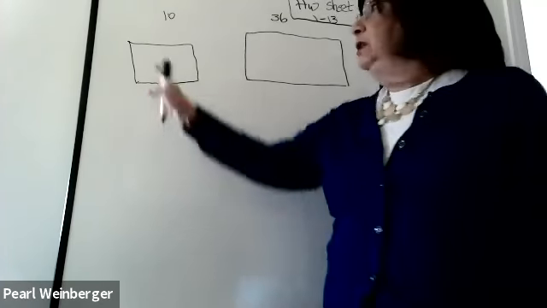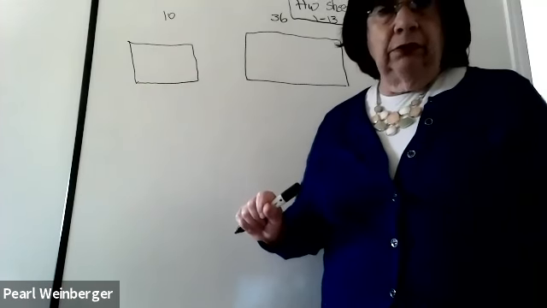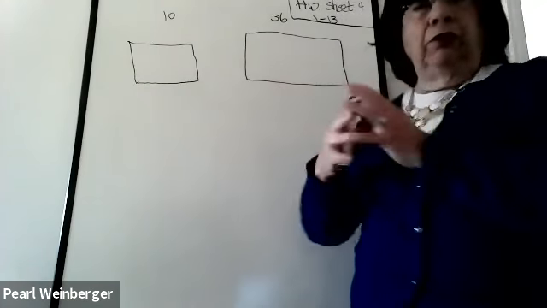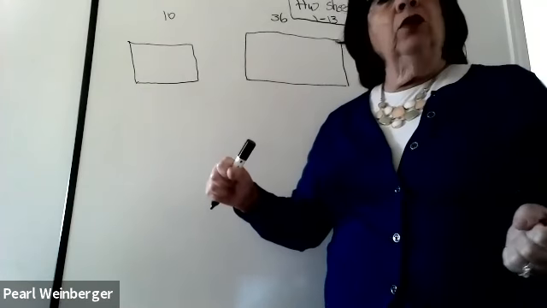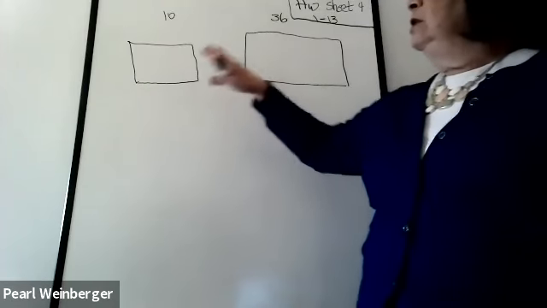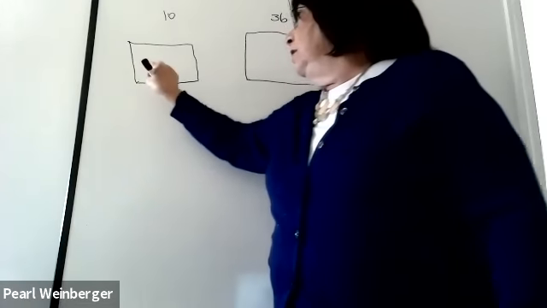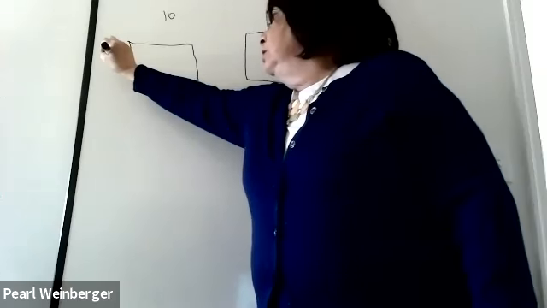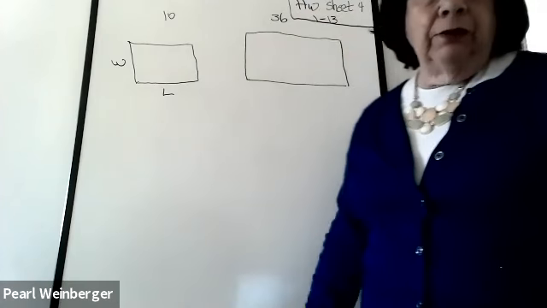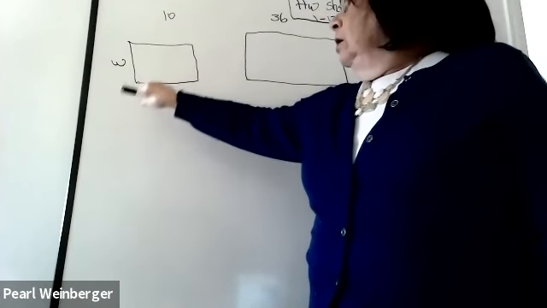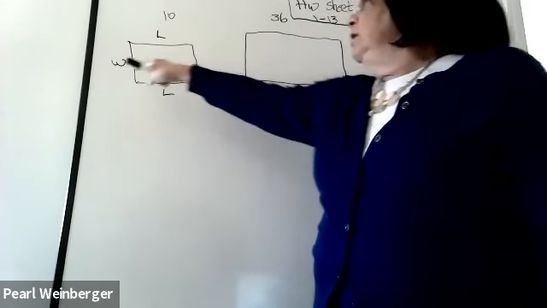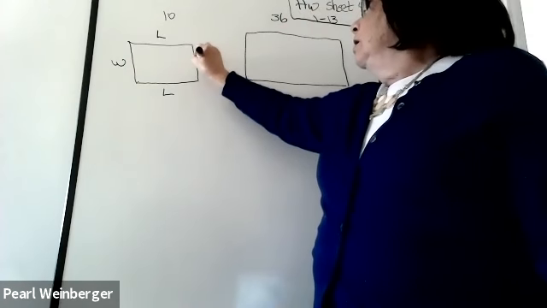Okay, so we start with a smaller rectangle, and then we make its sides bigger, then we end up with a bigger rectangle, and we want to know what was the original length and what was the original width. Let's call the original length L and the original width W, L and W. If this is L, then this is also L. The two opposite sides are equal. And if this is W, this is also W.